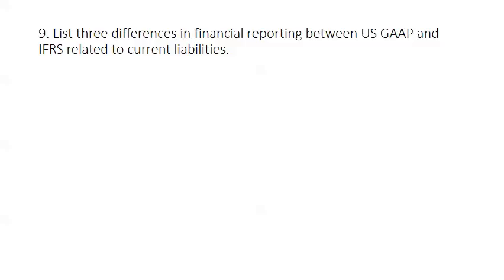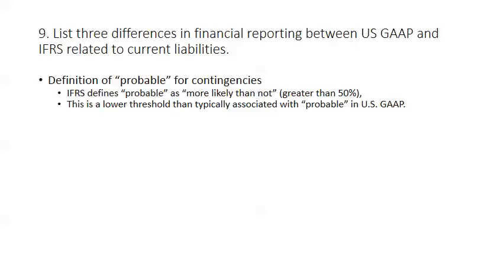The next thing we had to do in number 9 that we didn't get to is talking about the difference between US GAAP and IFRS related to current liabilities. In the book there's a separate section listing all the differences, but there were a few of them that I wanted to highlight for you.